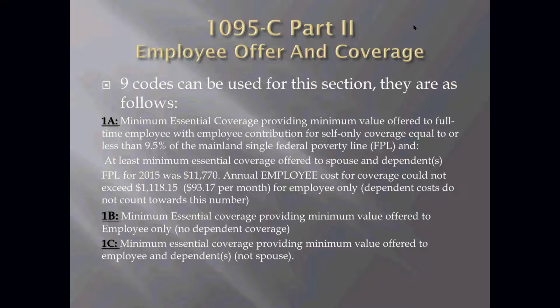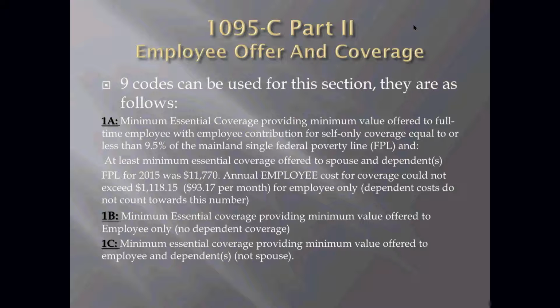Code 1A, minimum essential coverage providing minimum value offered to full-time employee with employee contribution for self-only coverage equal to or less than 9.5% of the mainland single federal poverty line, and at least minimum essential coverage offered to spouse and dependents. What this means, if you have a plan that offers the employee-only premium for less than $93.17 per month, so you charge your employees $30 per pay period, you're going to be under the $93.17 per month, you can put 1A in Section 14 for all of your employees.